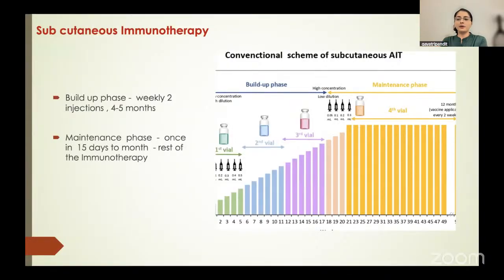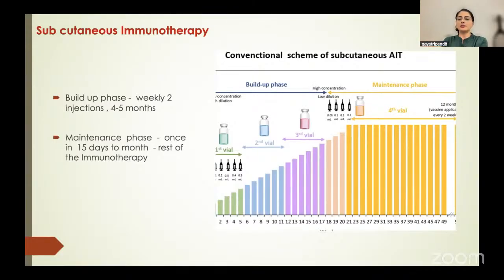A little briefing on subcutaneous immunotherapy. It always goes as a build-up phase and a maintenance phase. In the build-up phase, we usually have dilution vials, usually 3 or 4, and the injections are given twice a week. The build-up from vial number 1 to 3 usually takes around 4 to 5 months, and the maintenance phase starts after around 6 months.